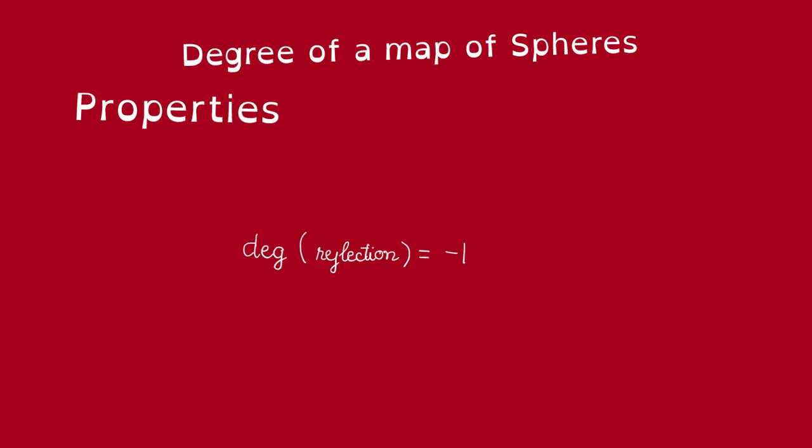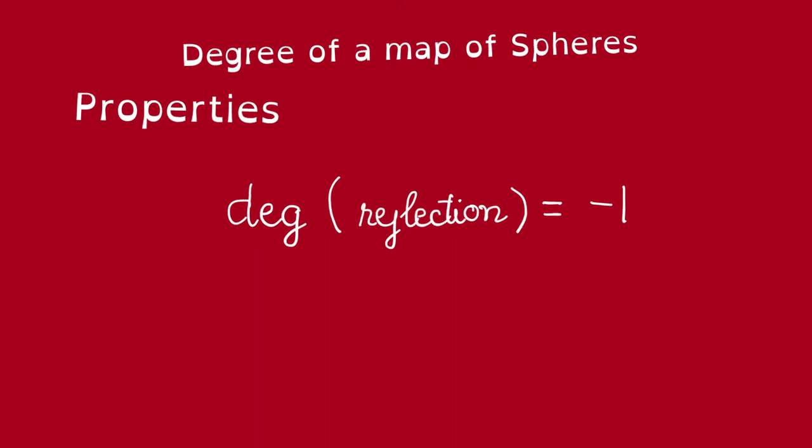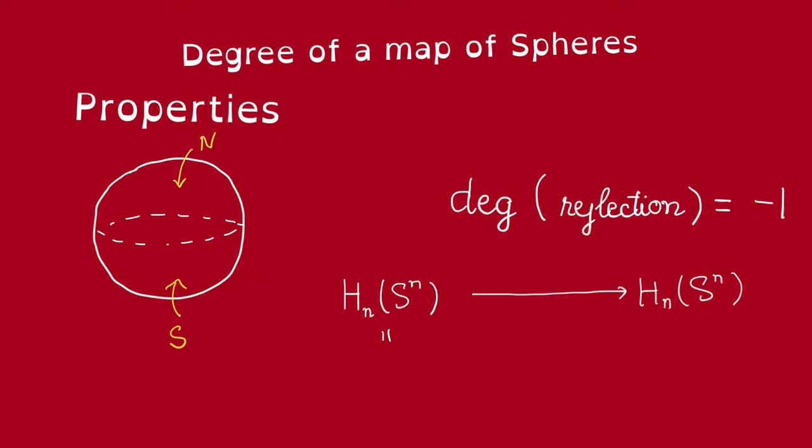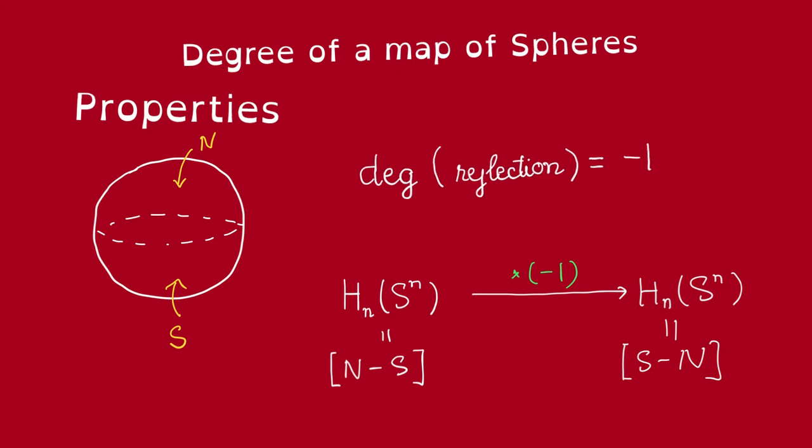Next step, why is the degree of a reflection minus 1? This is because this homology group is generated by the class of n minus s, where n is the north hemisphere and s is the south hemisphere. And we know that reflection just interchanges these two hemispheres, so this is mapped to s minus n. In particular, this induced map is given by multiplication by minus 1. That is why the degree of reflection is minus 1.